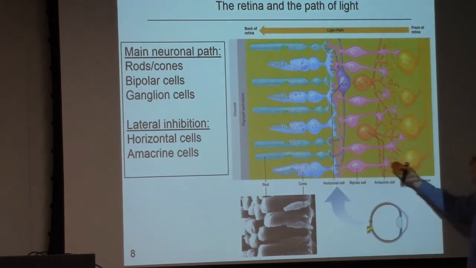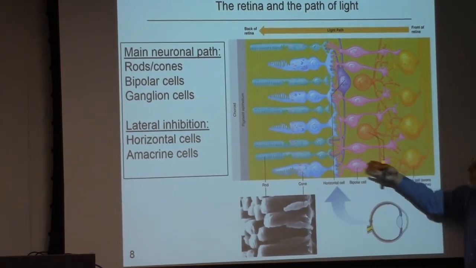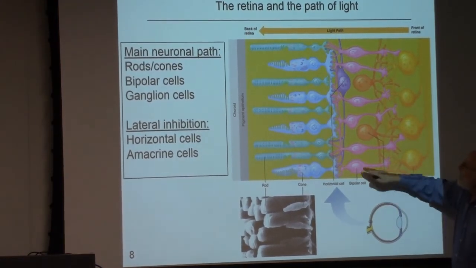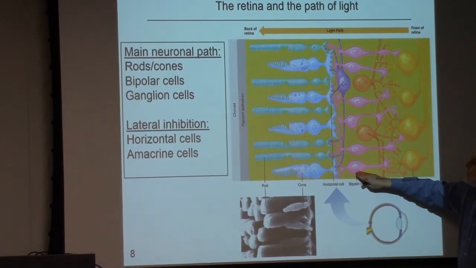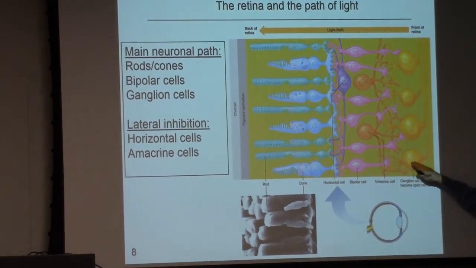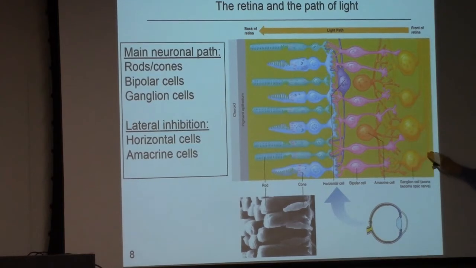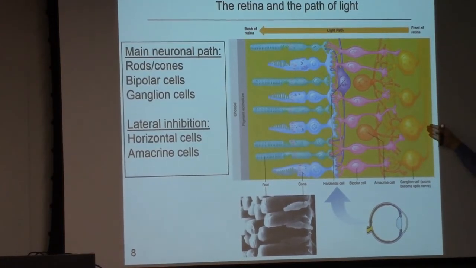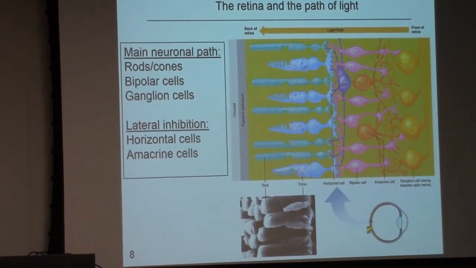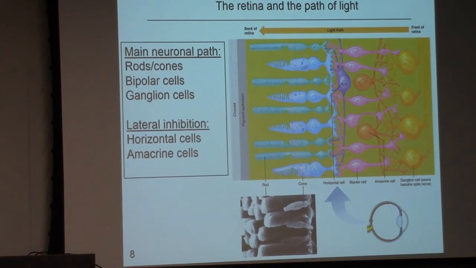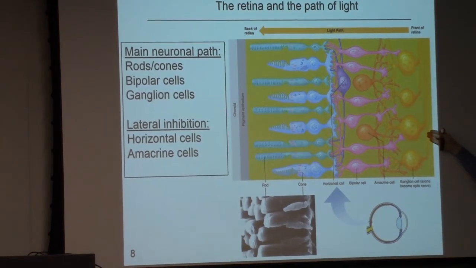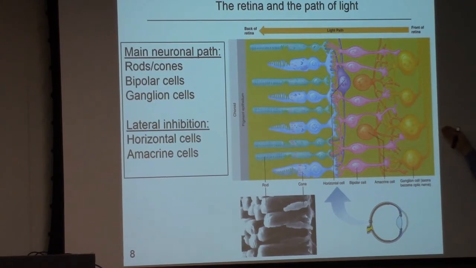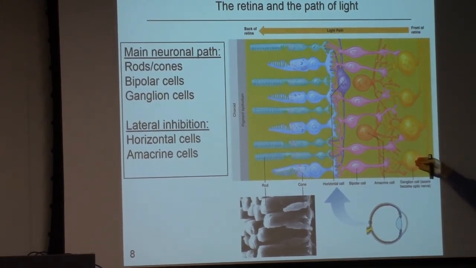Then the electrical information is processed towards the front. So these are synapses with bipolar cells, and then synapses with ganglion cells that have the axons that go out and form the optic nerve. So the optic nerve that you'll see in lab either tonight or on Tuesday is formed by the myelinated axons of retinal ganglion cells.